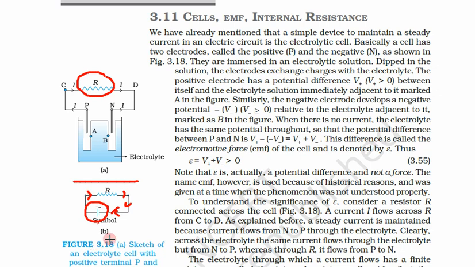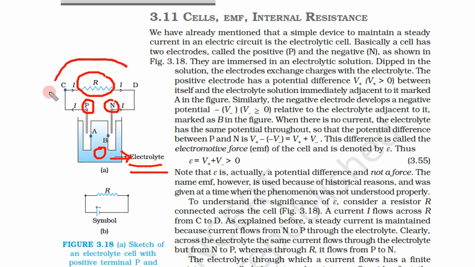Now let us see what a battery is. A battery has essentially three parts. One is the positive electrode P, one is the negative electrode N, and the third thing is the electrolytic solution. These are the three main parts of a battery. So what does this electrolyte do? It helps charge carriers migrate from the N terminal to the P terminal. So this is a battery.